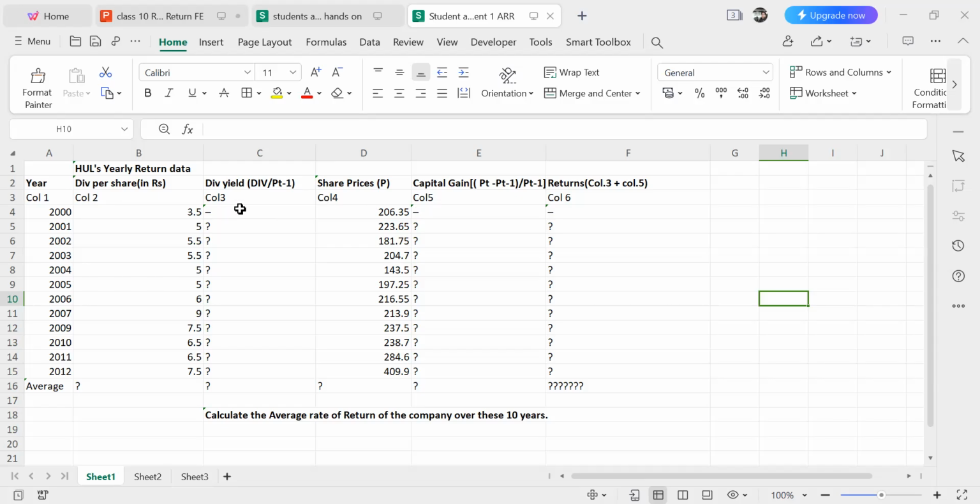So you have to leave the first one blank because for year 2000, you don't have a previous year share price. I've given you a blank there, you can see. So there is a blank here. You have to start from here, 2001. What is the dividend yield in the first year? Tell me. How much is the dividend yield in the first year?